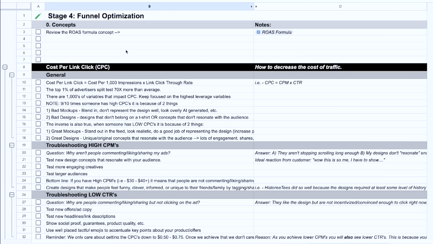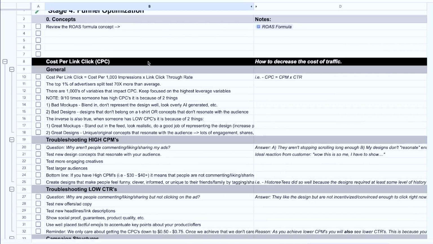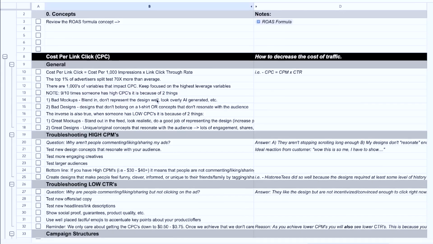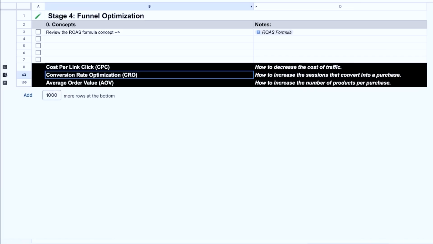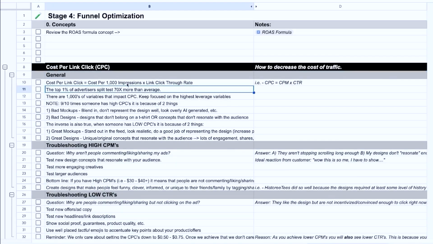So we just went through the why and the how via the ROAS formula. Now we're going through the what. We're going to go through this in the order that we optimize in our stores, starting with cost per link click. Now we've learned how to identify if cost per link click is the issue, which is pretty straightforward. It's not really rocket science.